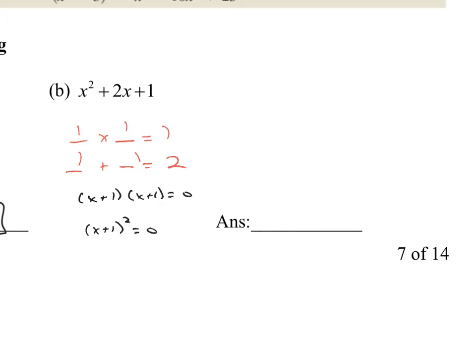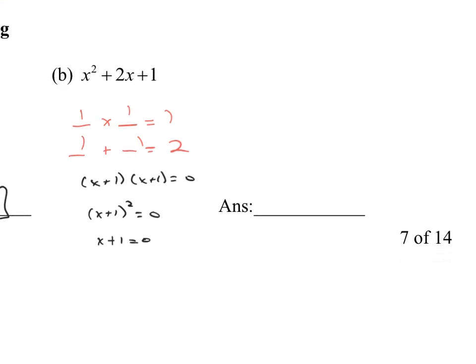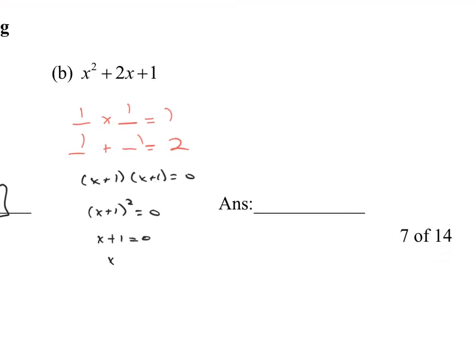Doesn't matter which one of those you want to solve. You're going to solve by setting x plus 1 equal to 0. You could either set each factor equal to 0 or take the square root of both sides. Subtracting 1 from both sides would give me x equals negative 1 as my final solution.